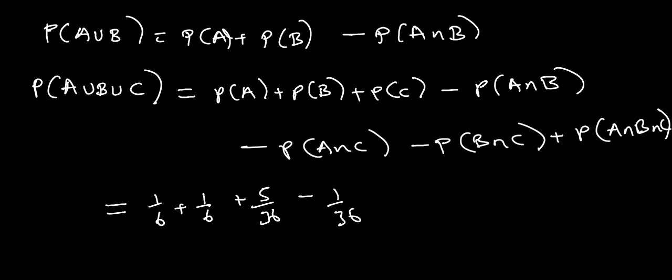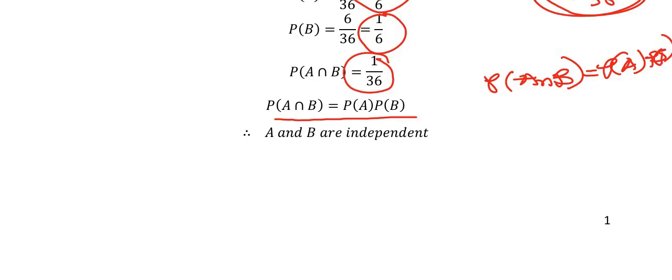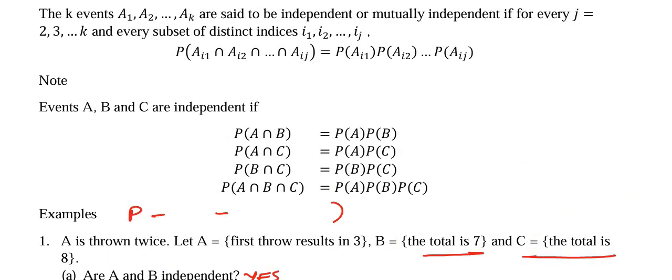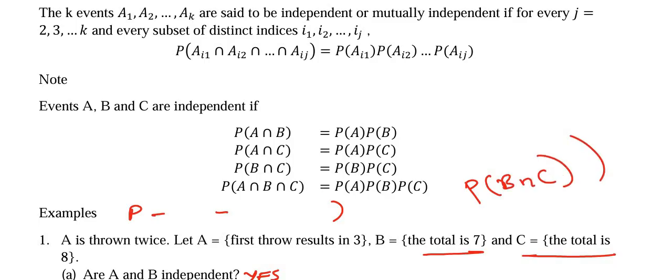Probability of A intersection C, we got it as well. It was negative 1 over 36. Then we need the probability of B intersection C. Let's see if there's going to be any intersection. Let's go to our diagram. B intersection C, where the total is 7 and the total is 8. So the answer is 0, right?